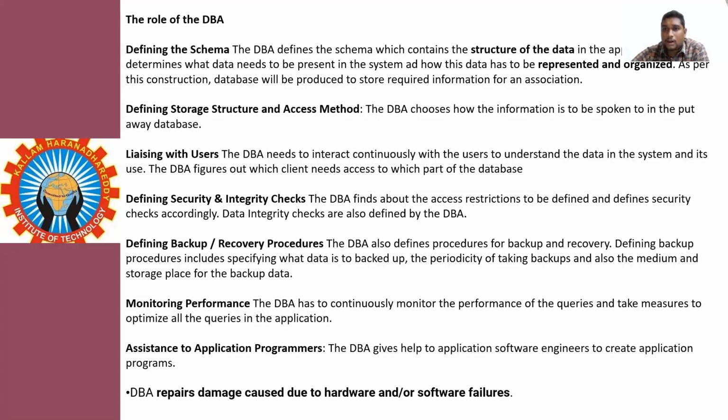Already we have discussed that organizing means the three levels of organization, which structure the data and represent it in an organized manner, and defining the storage structure and access method, that is nothing but accessing the data. Third one, liaising with users, that is, he interacts with various people called sophisticated users, naive users, and application programmers.